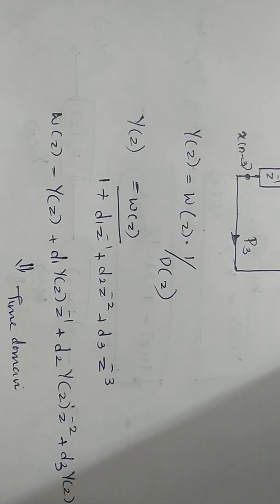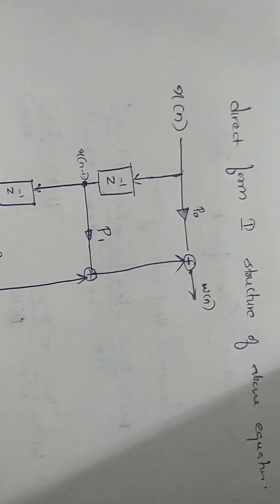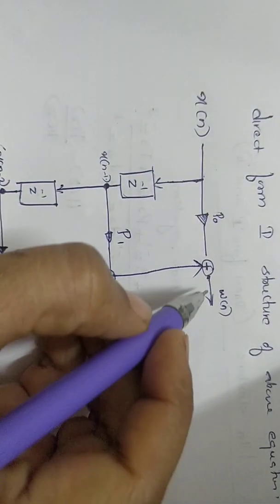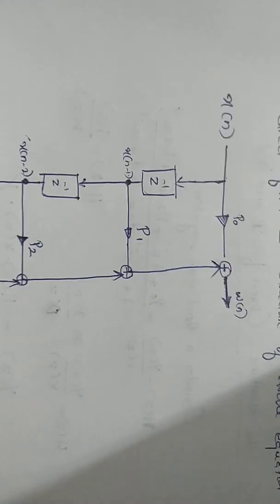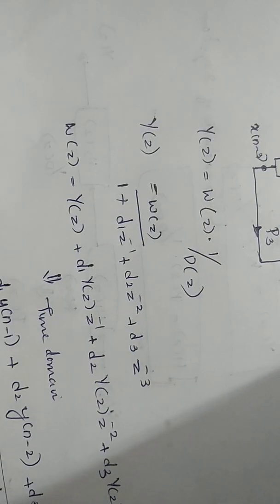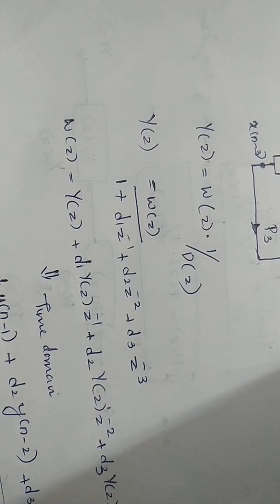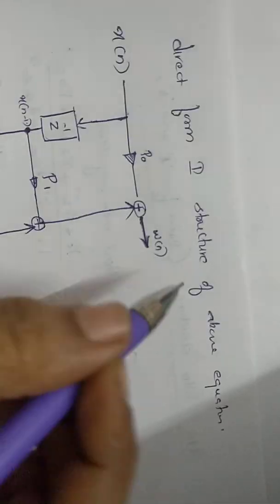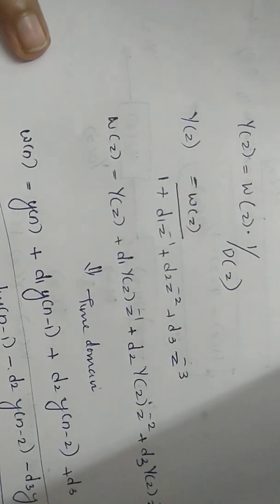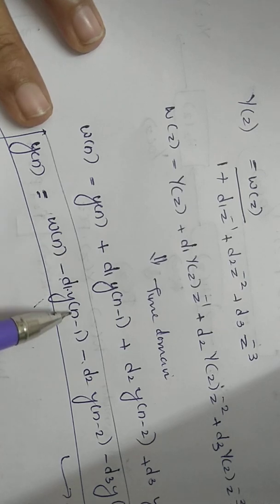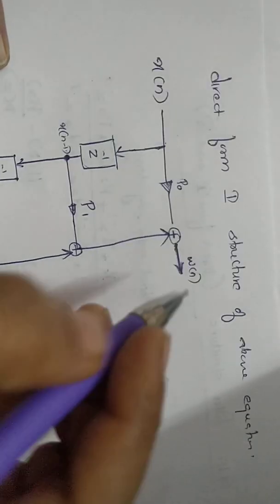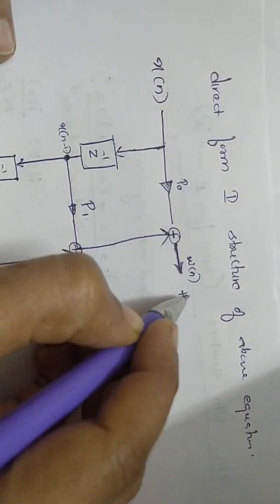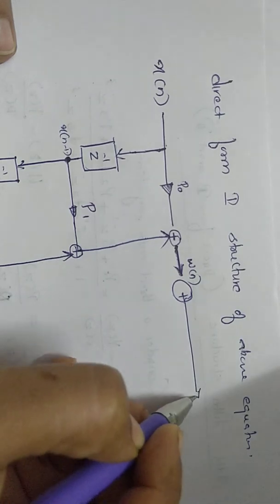So the input is w of n. Here in the last part, w of n is available here. So many subtraction terms, so we are considering only adder terms here. So an adder is required. w of n is added with the next term. A negative sign is given to the coefficient. So I am drawing an adder here, and the output y of n is present.